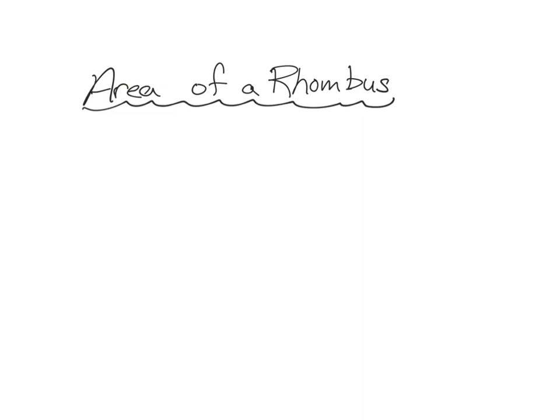Area of a rhombus. A rhombus can have two different orientations. You can think of it as a diamond shape, or you can think of it as a squished square, if you will. Because of these two orientations, we don't talk about it in the same way as we talk about area for the other shapes.